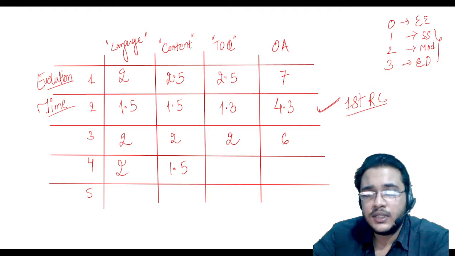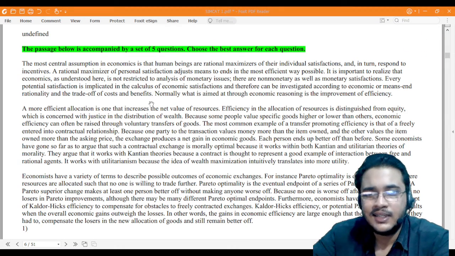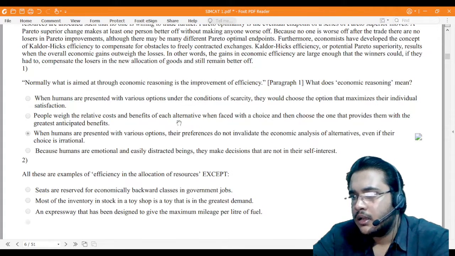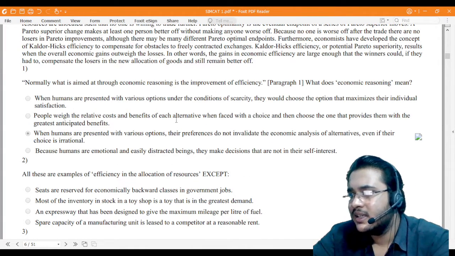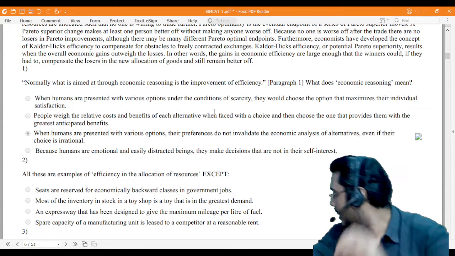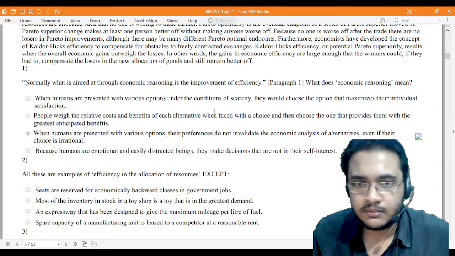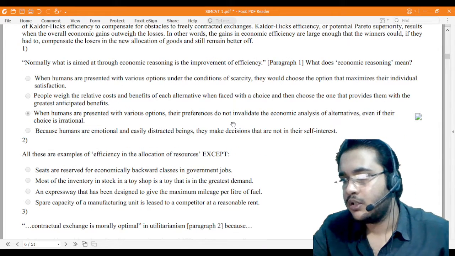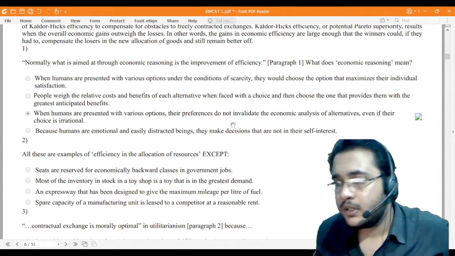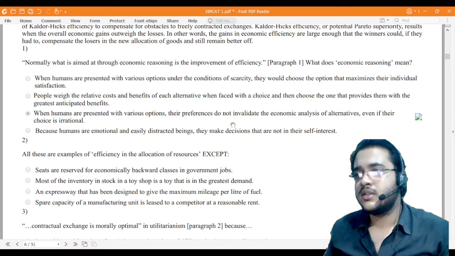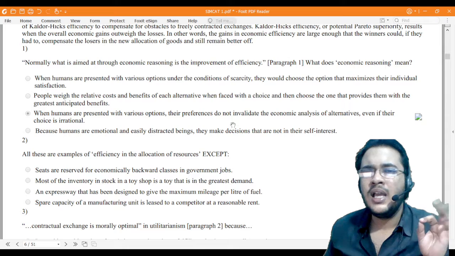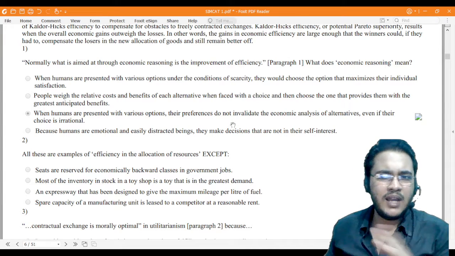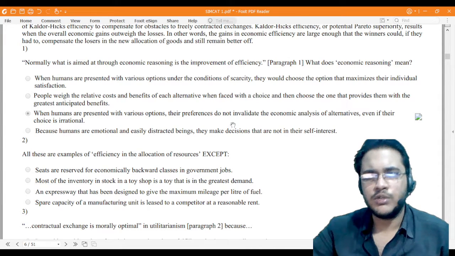Now the most important thing, the type of questions. Let us read the type of questions. The first one: normally what is aimed at through economic reasoning is the improvement of efficiency. Paragraph 1, what does economic reasoning mean? Please understand, this is a direct question. Question number 2: all these are examples of efficiency in the allocation of resources except. This is a kind of infer type question. I'm not saying easy or difficult. Obviously, we haven't read this one, but this is an infer type question.